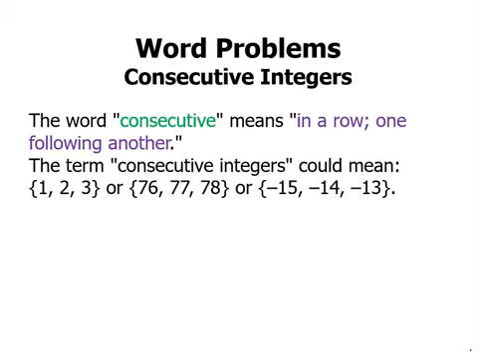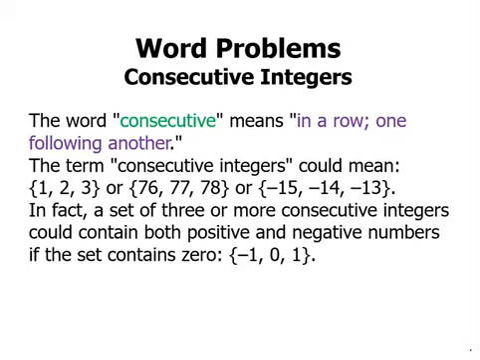Those are consecutive integers. In fact, a set of 3 or more consecutive integers could contain both positive and negative numbers if the set contains 0. So for example, the set of 3 numbers, -1, 0, 1, those are 3 consecutive integers, and one is positive, one is negative, and one is neither positive nor negative.